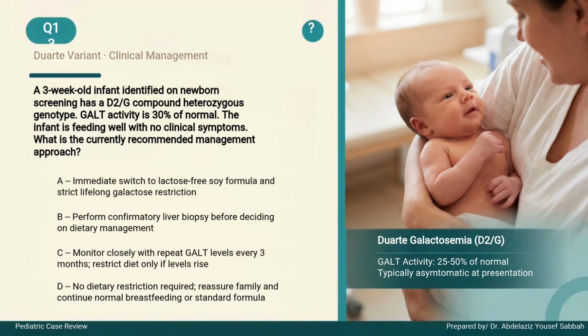Option A, immediate switch to lactose-free soy formula and strict lifelong galactose restriction. Option B, perform a confirmatory liver biopsy before deciding on dietary management. Option C, monitor closely with repeat enzyme levels every 3 months and restrict diet only if levels rise. Option D, no dietary restriction required. Reassure the family and continue normal breastfeeding or standard formula.